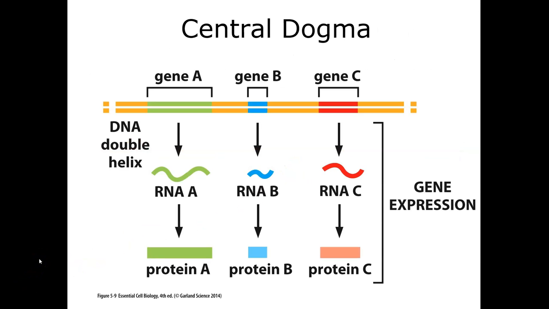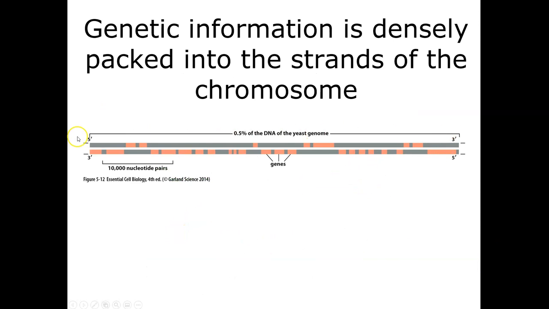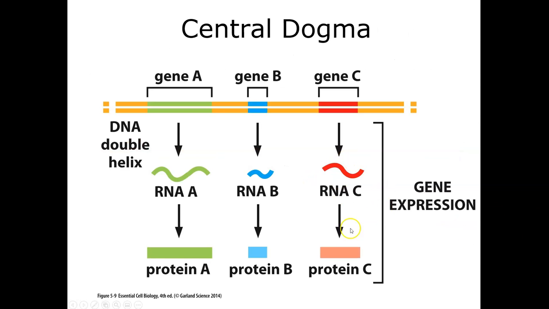The central dogma of cell biology and genetics is basically that for every gene that we have, we're going to make different RNA molecules, and then each RNA molecule is going to make a different protein. Looking back at this slide, this is just 0.5% of the yeast genome, and all of these little pink things are different genes that are going to be transcribed into different RNAs that are going to be translated into different proteins. This is the central dogma of genetics.